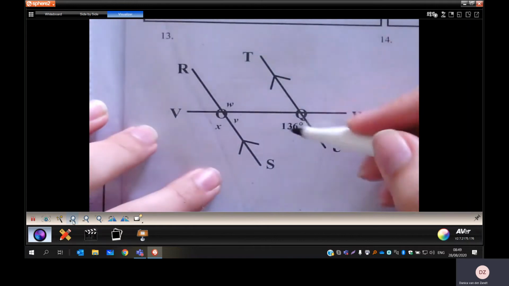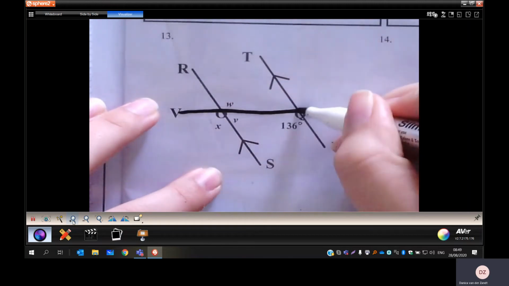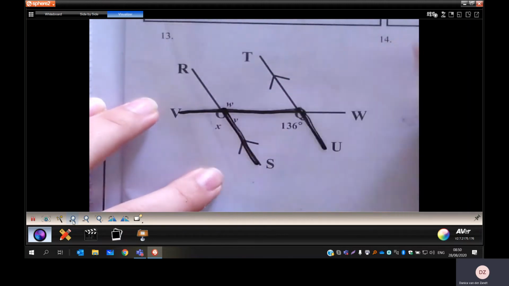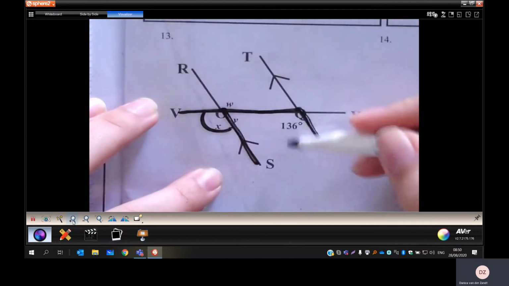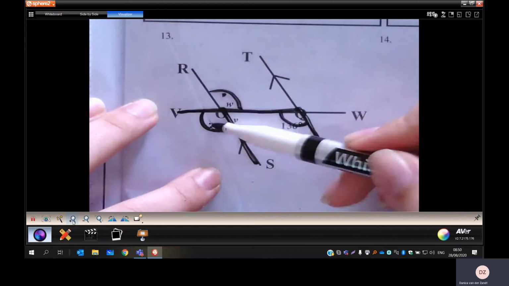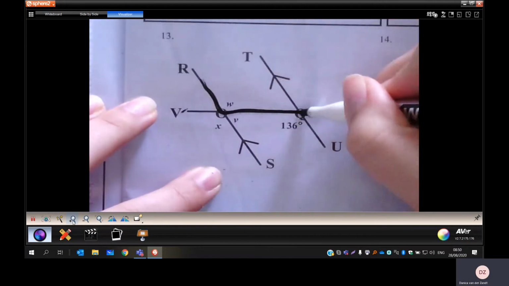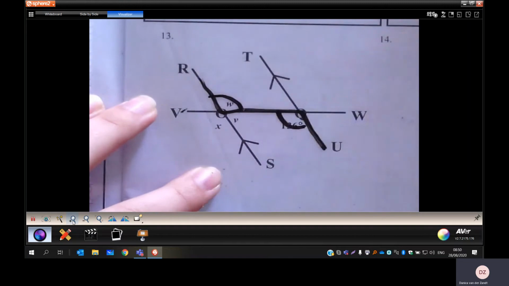Okay, number 13, I only have this number here. So if I do this, I can see that X is corresponding to 136. So X is equal to 136. Corresponding angles are equal. W would therefore also be equal to 136. And there's two possible reasons. One is vertically opposite from the X. The other one is alternate angles. So W is also 136, Keenan.